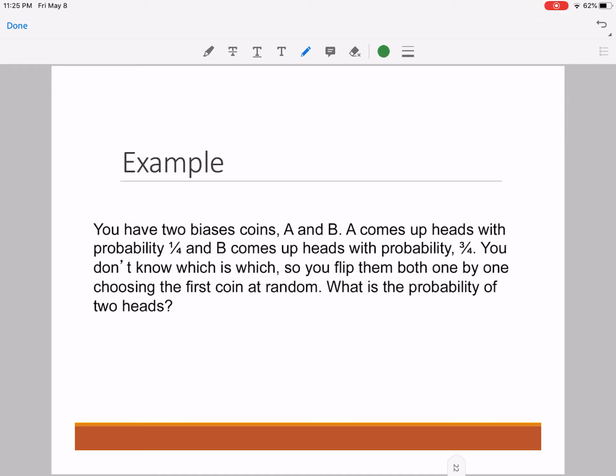You can pause your video here, find out how many sub-experiments there are. The number of sub-experiments will correspond to the depth of the tree diagram. Draw the tree diagram and label the branches with appropriate probabilities. Your event, probability of two heads, will be either one or multiple leaves.